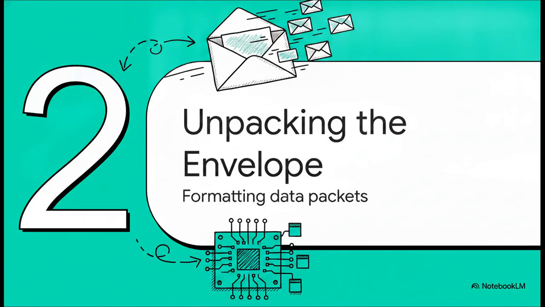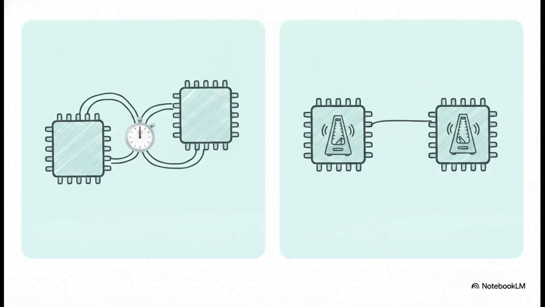Moving on to Section 2, unpacking the UART envelope. What's super interesting here is how we package those letters for secure delivery. Because, well, we aren't just firing raw data down a wire, we have to format it properly. You've probably noticed that the A in UART stands for asynchronous. Now this means there is absolutely no shared clock wire connecting the two devices.